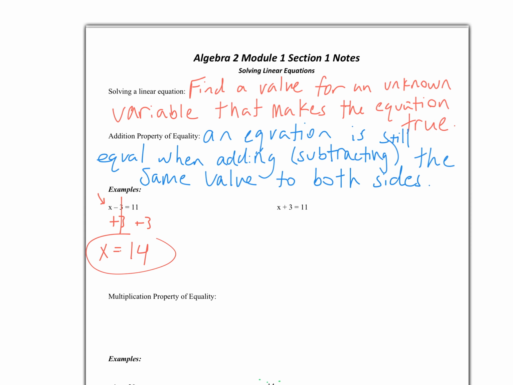And again, I can always check that. I can plug 14 into the original equation. Is 14 minus 3 equal to 11? Yes, it is. So we know this is the correct answer. Looking at the next example, very similar: x plus 3 is 11. I'm going to subtract 3 from both sides. So subtracting those 3's, x equals 8. Let's check. Does 8 plus 3 give me 11? It does.